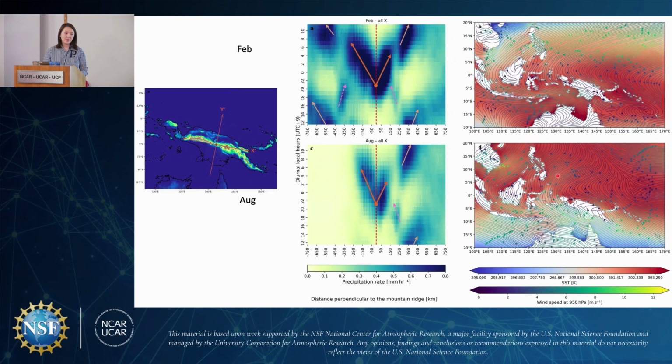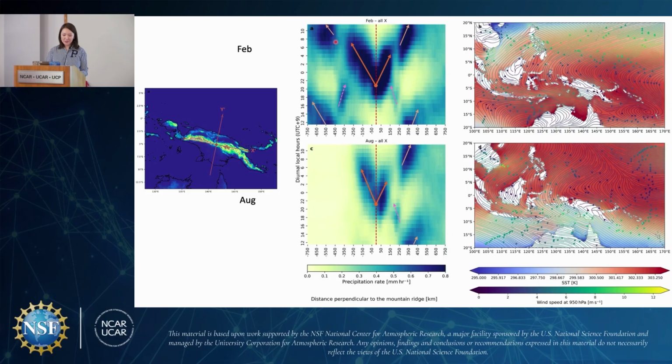So here we add August for comparison. The right panels here show the large-scale background conditions representing the cross-equator monsoons. The blue and red colors represent SSTs, and the wind streamlines represent the cross-equator monsoons. In February, the monsoon comes from the northern hemisphere and curves. In August, it comes from the southern hemisphere and curves in a kind of similar shape.